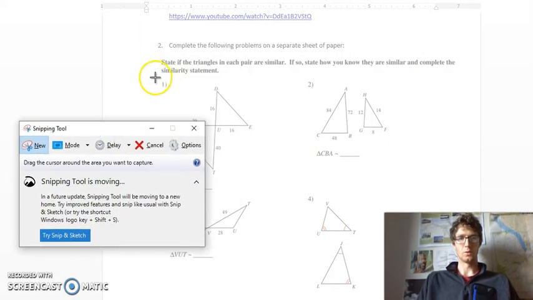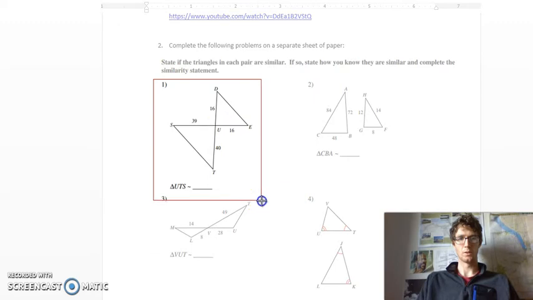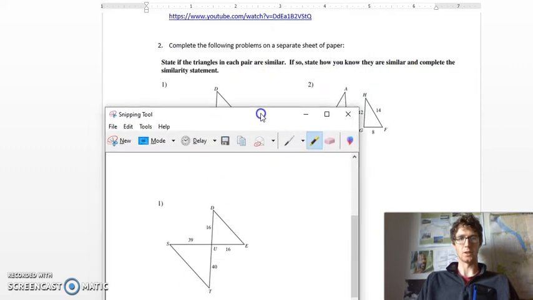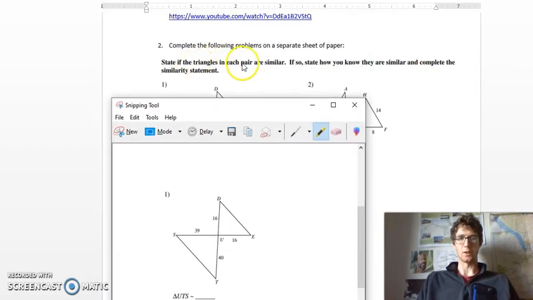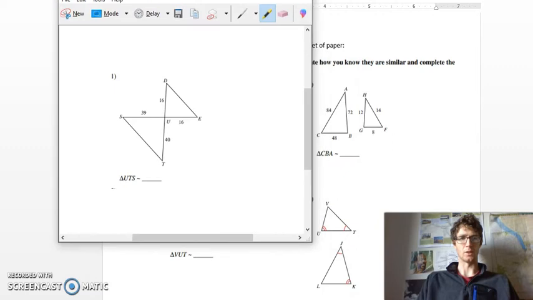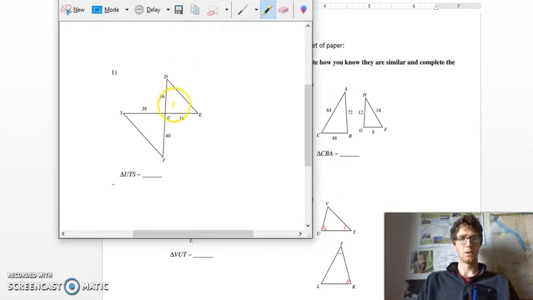Alright, so first problem here. Looking at the directions, it says state if the triangles within each pair are similar. If so, state how you know they're similar and complete the similarity statement. So I'm really just going to do state if the triangles are similar, and complete the similarity statement, because I didn't really go over a lot of the explanation stuff.